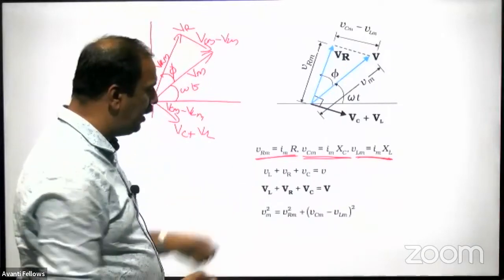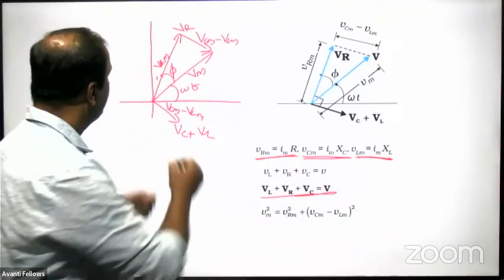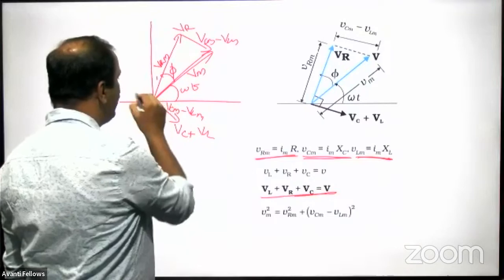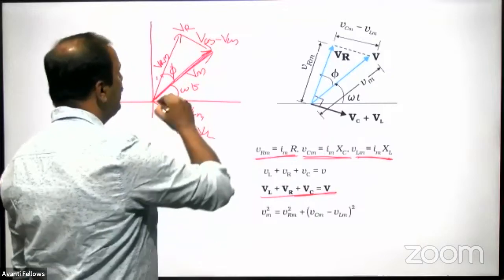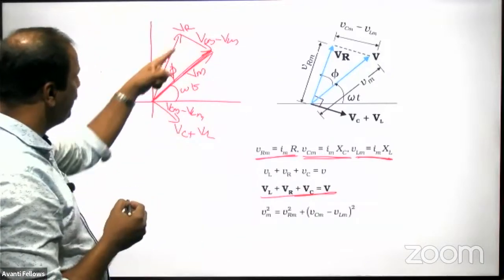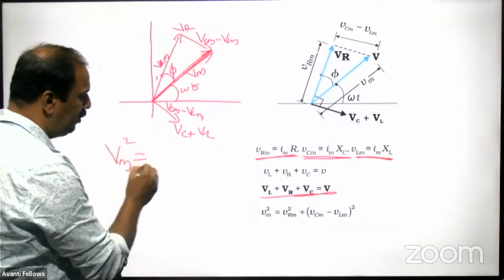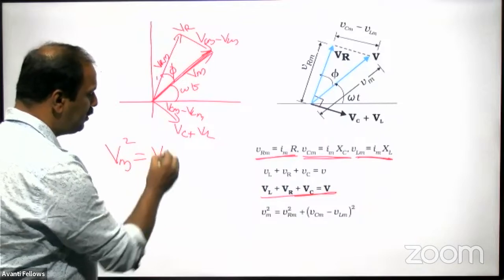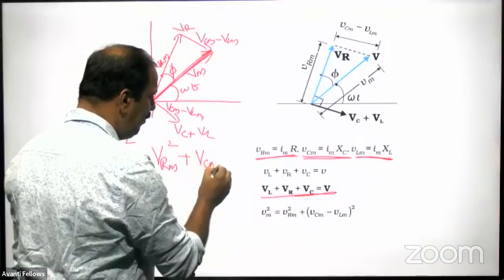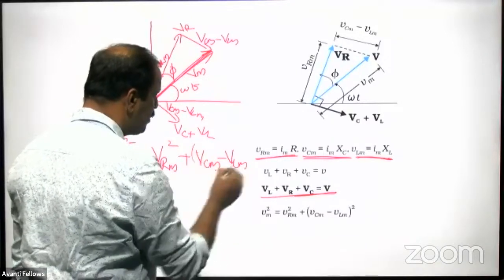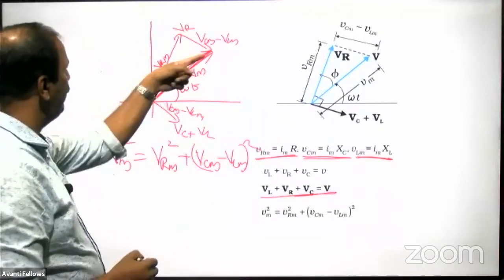Okay, so we added this one and we got this one, and vectorially when you add, this is the final thing. When you add first two, you are getting this one that you are taking here. And so actually, what is this one? How can we represent this? This is a triangle. So we can write VM square is equal to VRM square plus VCM minus VLM square. If you want to get VM, you can just take root of that one. So we are getting the value of this one.